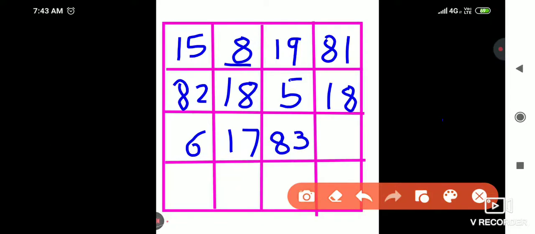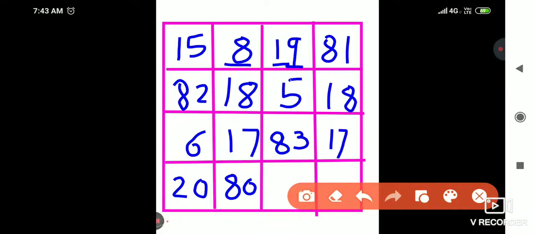Now in the fourth box I have to write century minus 2. My century is 19, and 19 minus 2 is 17. Now in the fourth row, I have to write century plus 1. My century is 19, and 19 plus 1 is 20. Then in this box I have to write year minus 1. So 81 minus 1 is 80.